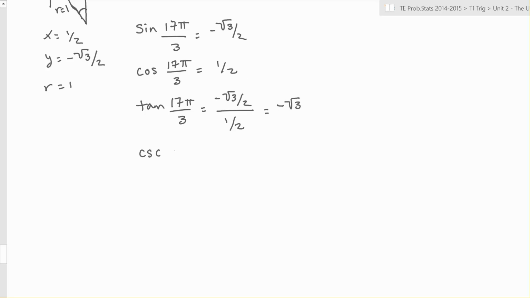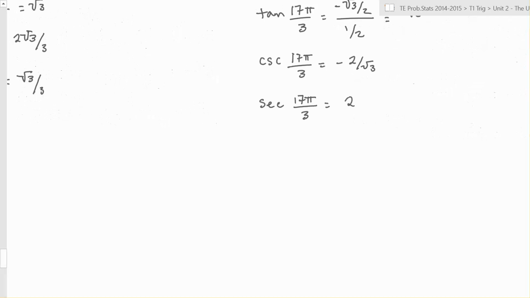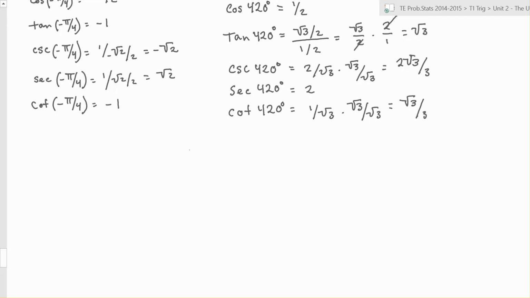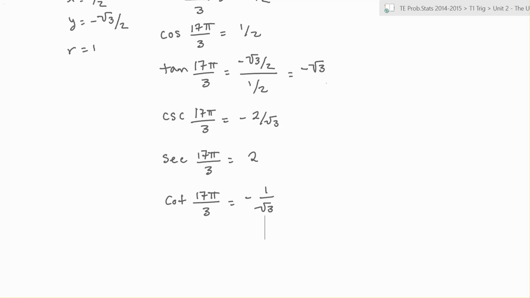Cosecant: negative 2 over root 3. Secant: 2. And cotangent, I'll just do negative 1 over root 3 because I'm taking the inverse of tangent.